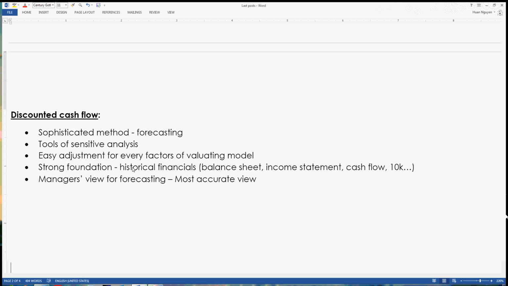The third one is the easy adjustment for every factor of the valuation model. Like I said, we build our discounted cash flow based on a spreadsheet with a lot of factors. So finally, if we come up with a value and we think we have to make an adjustment, we only need to return to our model and change one factor or two factors, whatever we like, and we will come up with a new valuation.